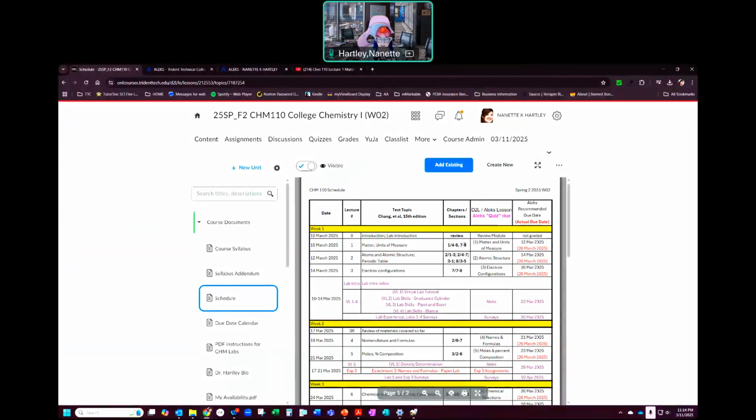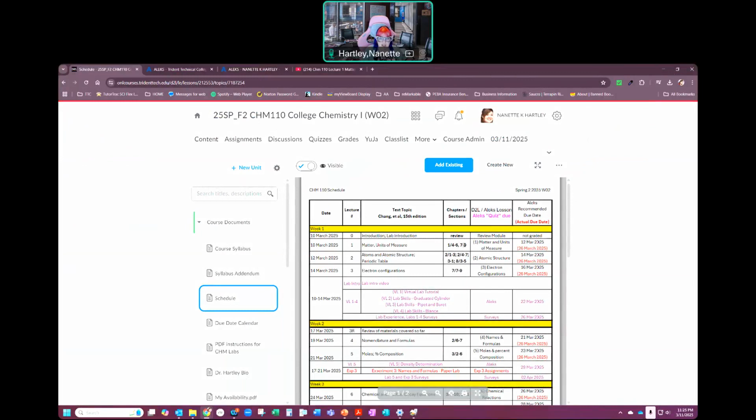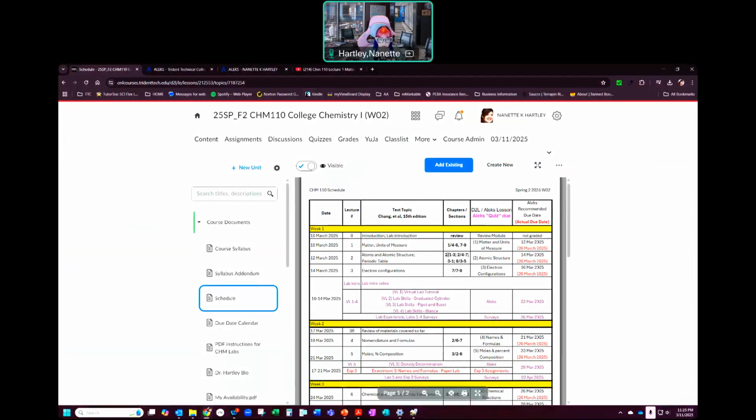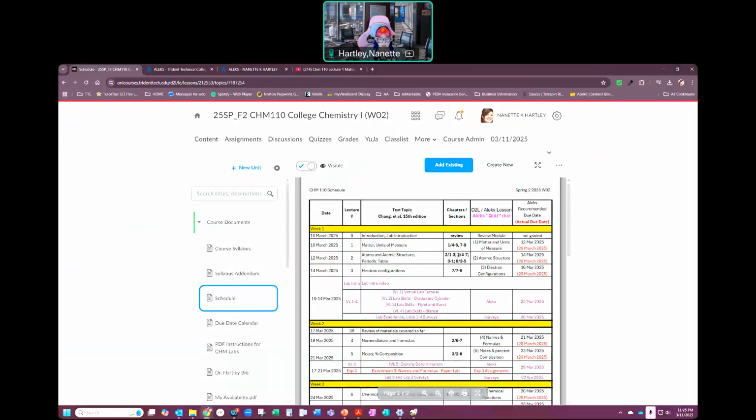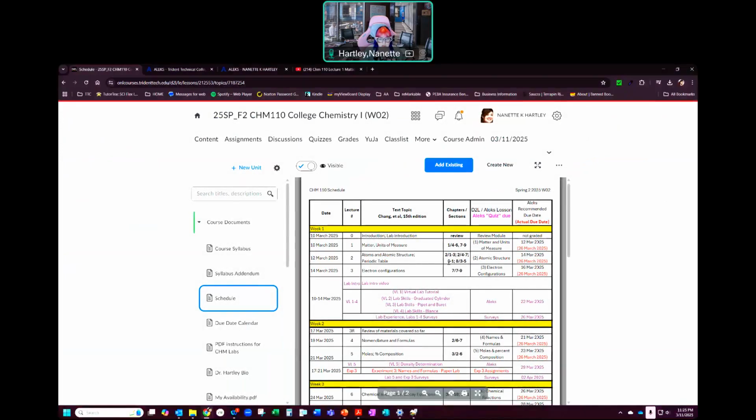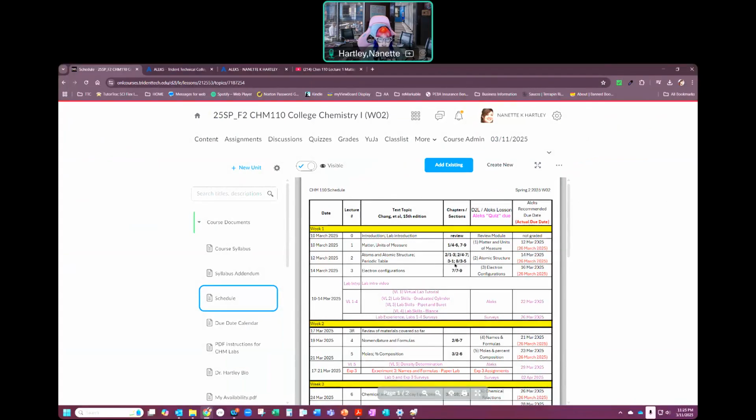So matter and units of measure: the units of measure is the first portion of this, and the matter is the second part. So this is chapter 2, sections 1 through 3, chapter 2, sections 4 through 7, chapter 3, section 1, and then chapter 8, sections 3 through 5. Okay, so that is what that's talking about.